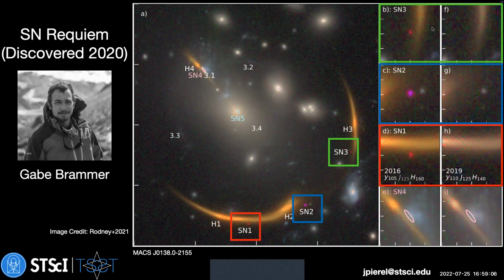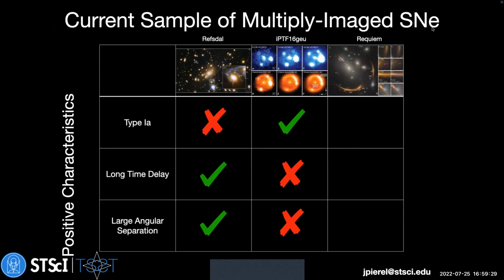This was initially discovered by Gabe Brammer in 2020 in archival HST data from 2016. So you can see on the right here is the initial discovery. It's pretty red in two images and blue in the middle image here. And then this is our template, but it came later, an image from 2019. And you can see again that this is a cluster lens supernova. And we'd like to put that in this little grid here. So one, you can just tell right off the bat, this has a large angular separation, so that's great.